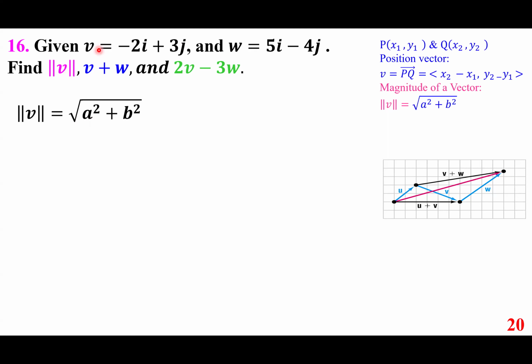So first of all, the magnitude follows this formula. So we go back here, everybody. Negative 2 squared, 3 squared, under the radical, add them up. We get 4 and 9, and that's the square root of 13.